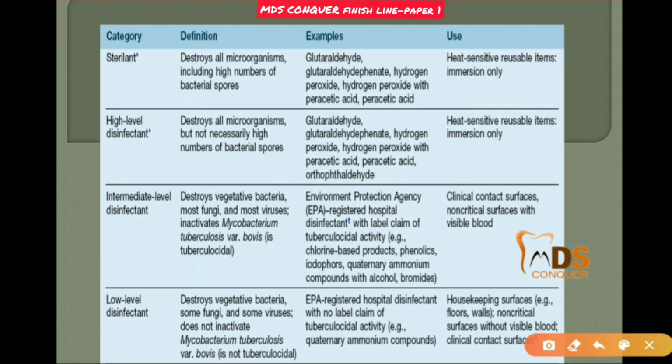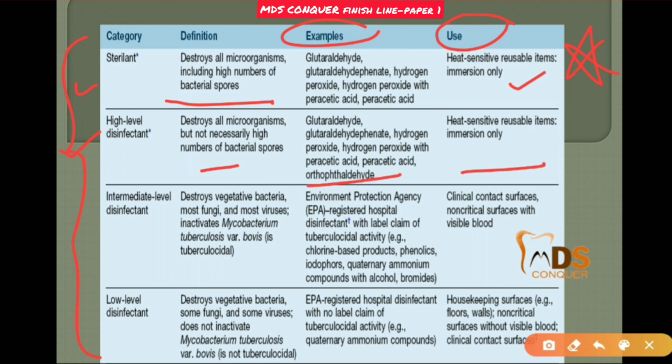So these are the sterilant level of disinfectants given in this table, which is very important. The sterilant will destroy all microorganisms, and these are the examples and where you have to use the sterilant. And the high level disinfectant, its definition, examples and usage. Whereas intermediate level disinfectants, their definition, examples and usage. The last will be the low level disinfectant, its definition, examples, and usage.